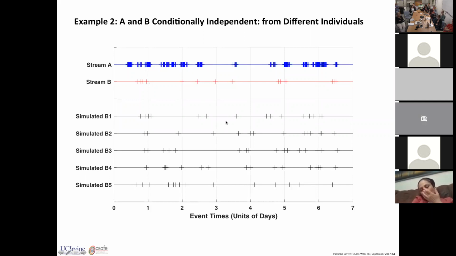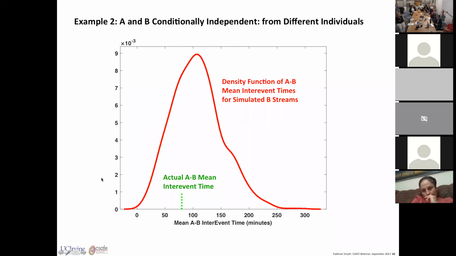We simulate Bs, and we compute the statistics, and now the event time, the actual observed, is well within what we would expect if they really are conditionally independent. It's not unusual, it's not surprising. So we'd be inclined to believe that in fact they are independent here, given this data.